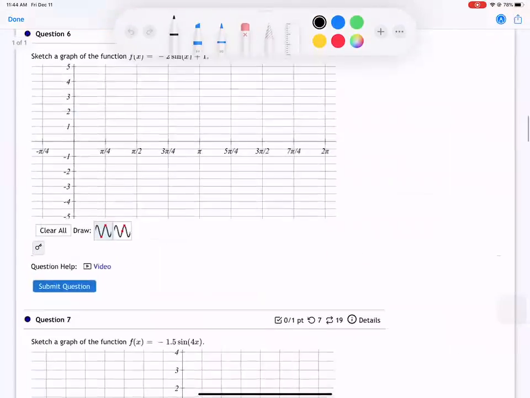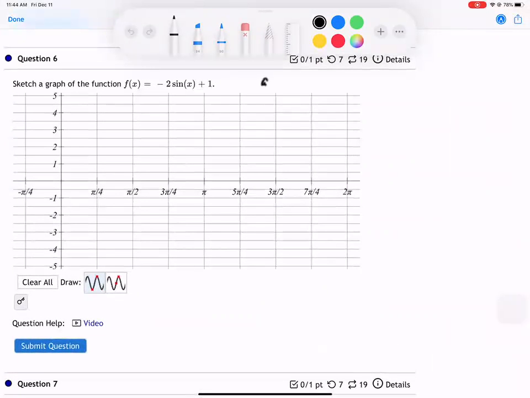Okay, let's work on number 6. A, B, C, D. So on your work, I'm looking at your A, B, C, D. We graph D to A.